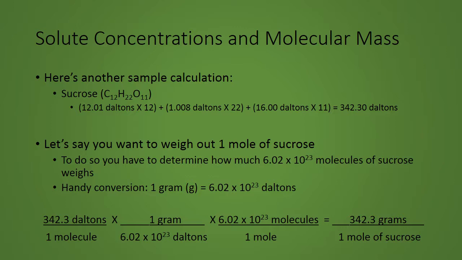You know that 1 gram of sucrose has a mass of 6.02 times 10 to the 23rd Daltons. And you know that 6.02 times 10 to the 23rd molecules is equivalent to 1 mole. You set up these relationships in fraction form, and you find out that the units you don't want cancel. And in the end, you find out that 1 mole of sucrose has a mass of 342.3 grams, which is very easy to weigh out on a laboratory balance or a laboratory scale.